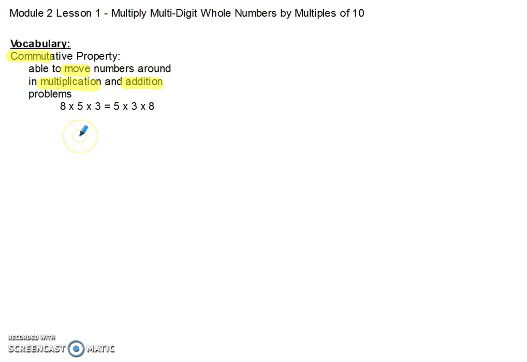So if you had the multiplication sentence 8 times 5 times 3, that would be the same as 5 times 3 times 8. Both equations would give you the same answer. And the same would apply for addition. But it does not work for division and subtraction because you have to start with your certain amount.